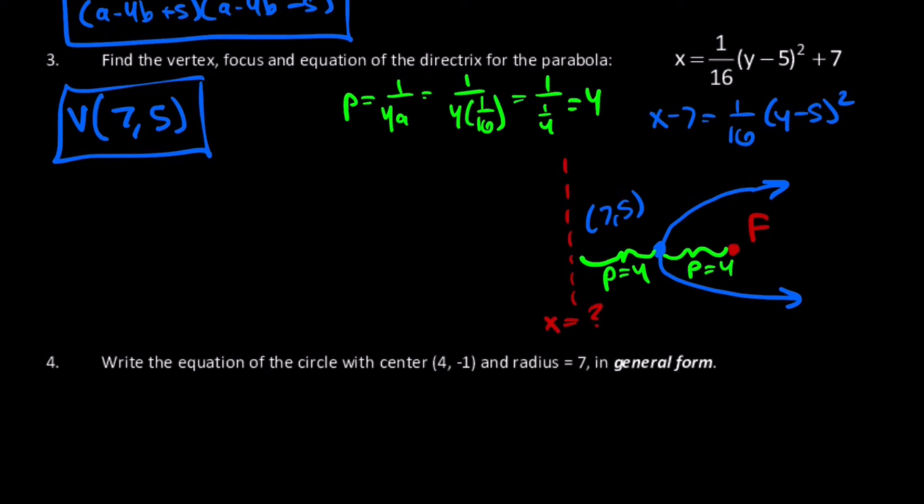So to get the coordinates of the focus, one thing you know, it has the same y value as the center, because it's on the same horizontal, so the y value is 5.